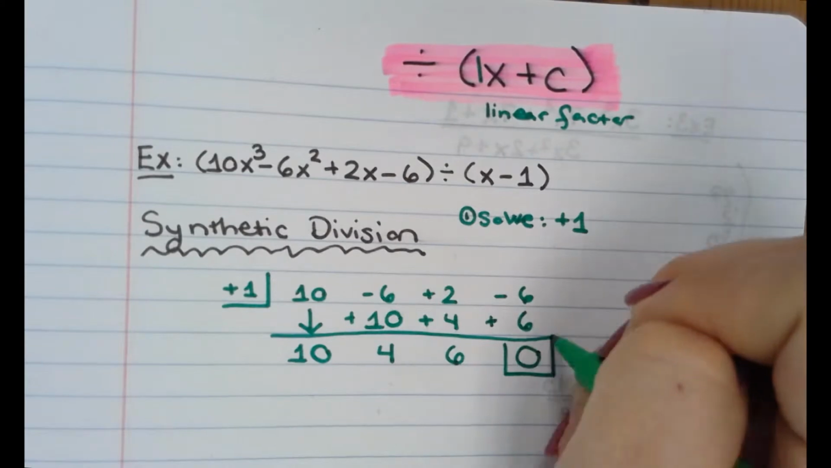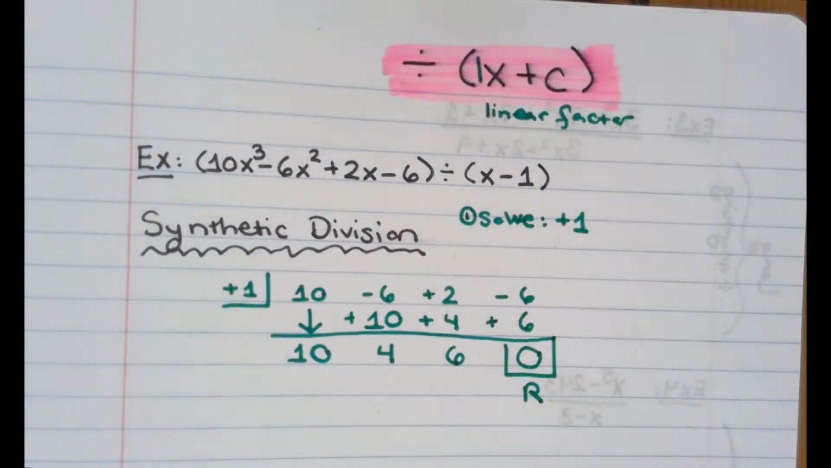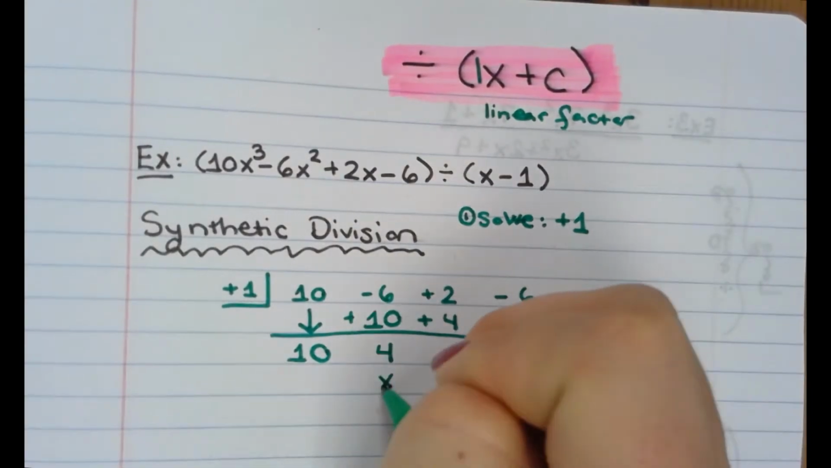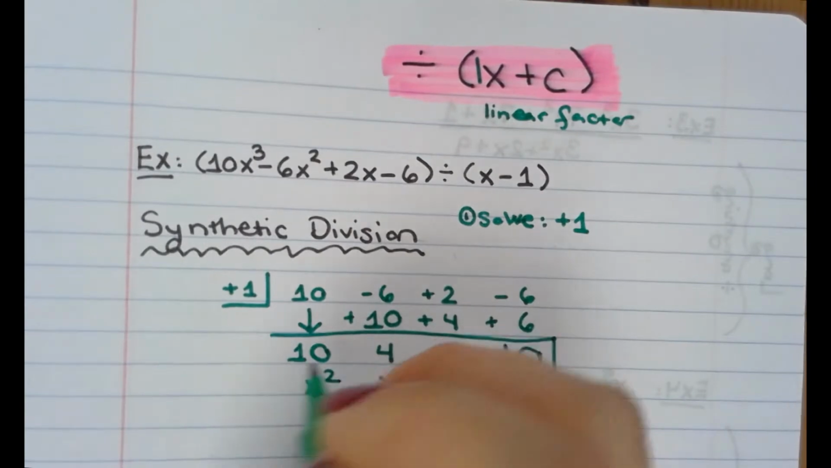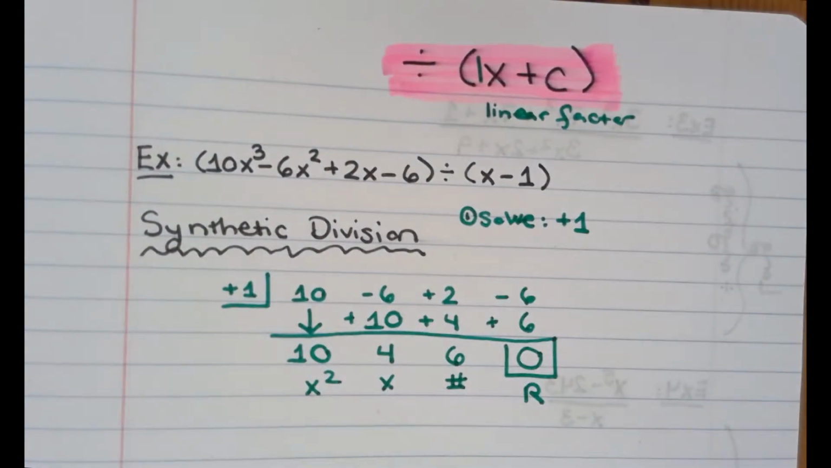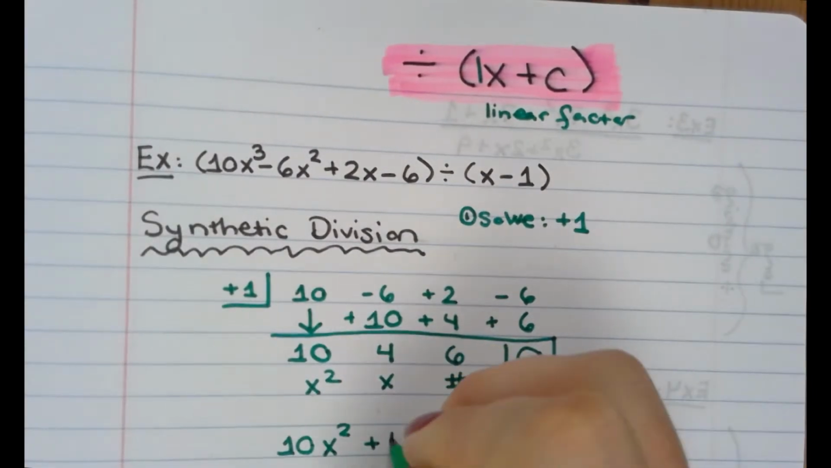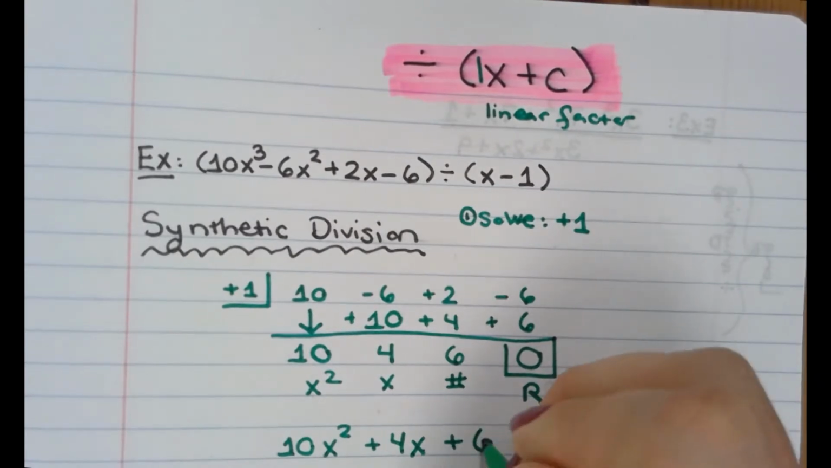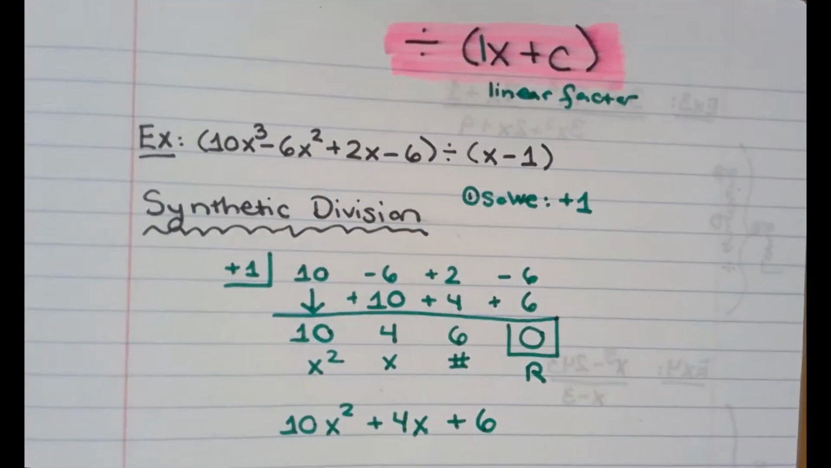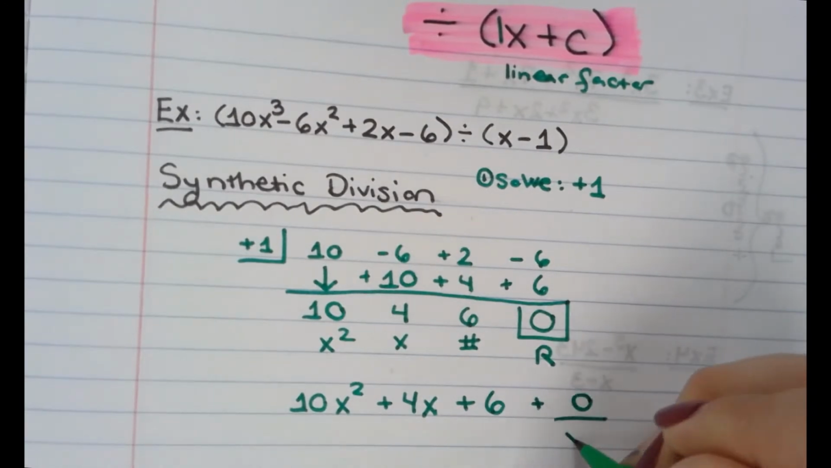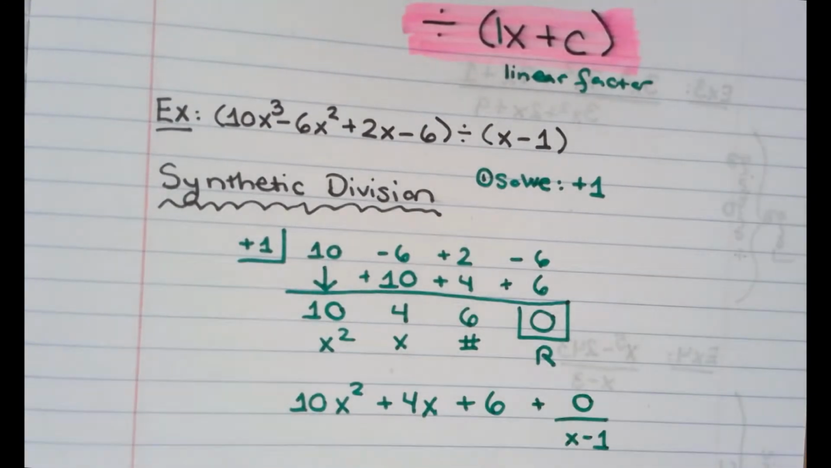Okay, so the first thing here is that this is our remainder. First number you get out is your remainder. So we did get out a remainder of 0. This is your number. This is your x. This is your x squared. And so our answer for ours is going to be 10x squared plus 4x and then plus 6. If you are prompted for a remainder, you can totally put in a remainder as well, but you typically won't need it.